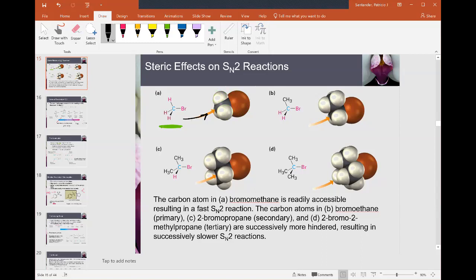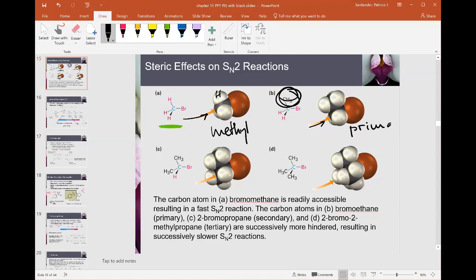But if you replace one of the hydrogen atoms with a methyl group, then now the approach will be a little more difficult. It will not be so easy. So here we have a methyl halide, and here we have a primary halide. The primary, you should expect that the reaction will be a little slower.